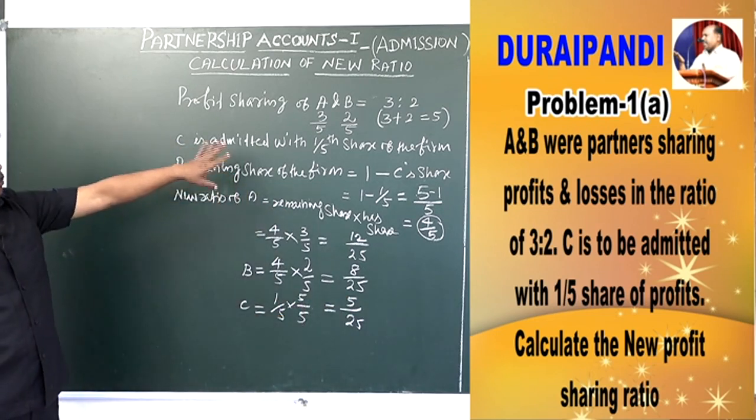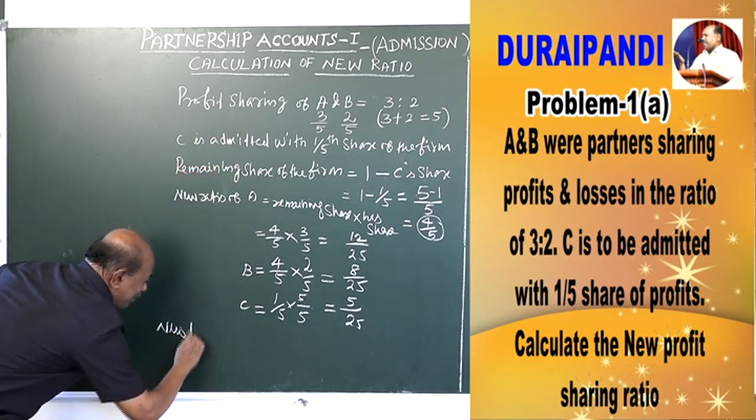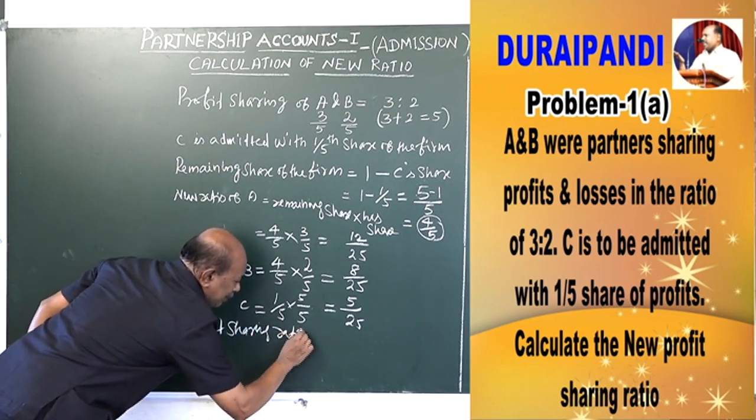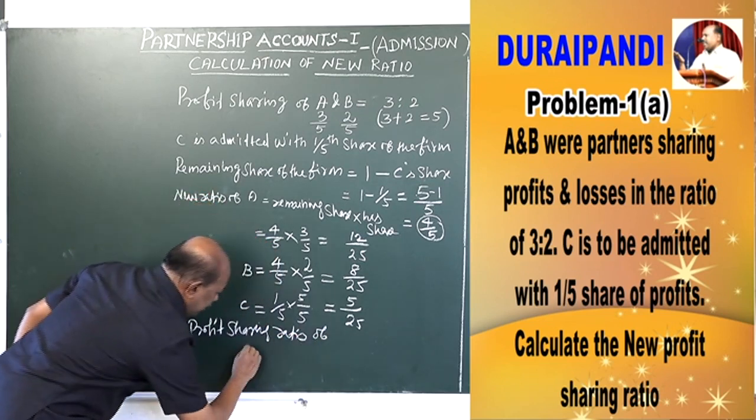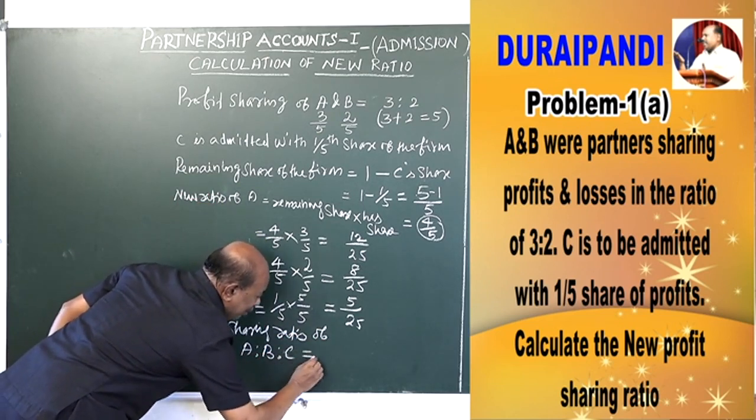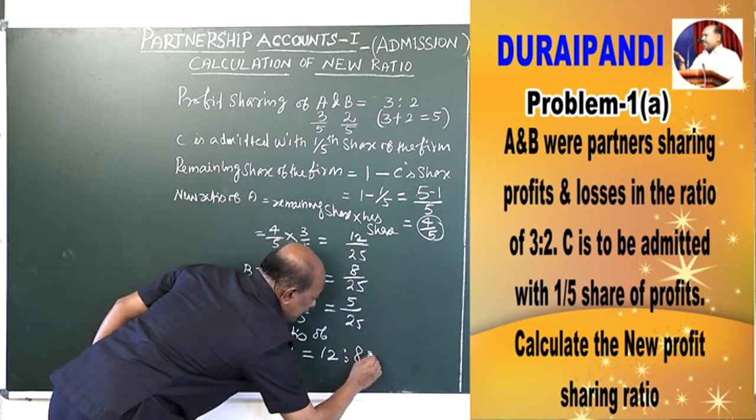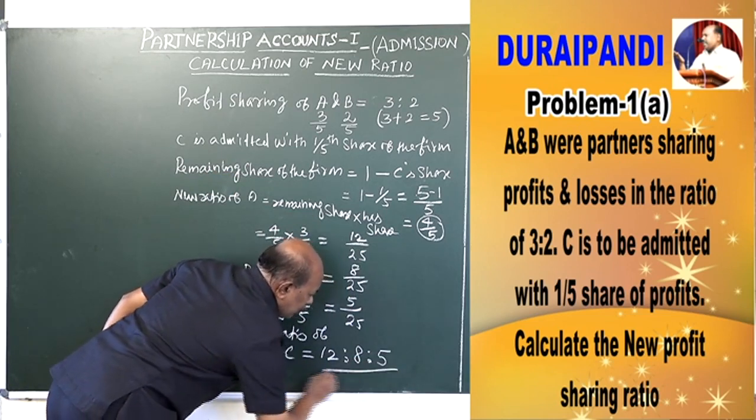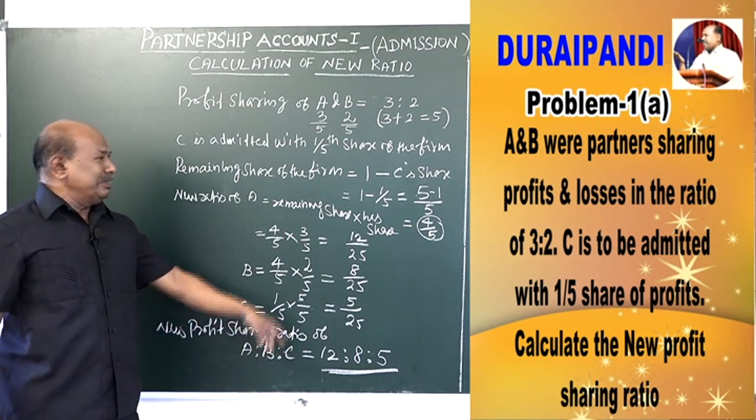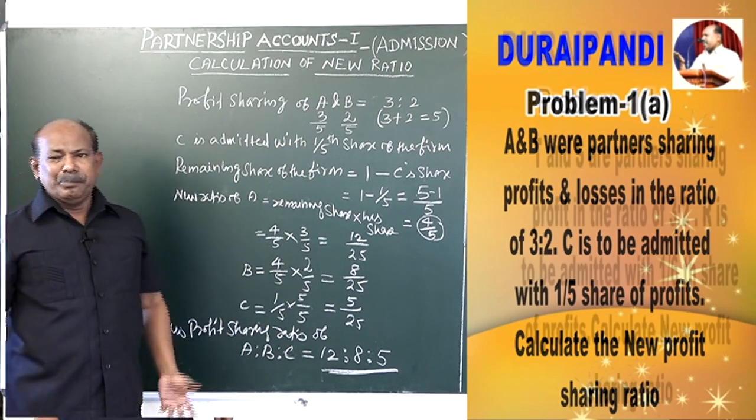The new profit sharing ratio of A, B and C: new profit sharing ratio of A is to B is to C equal to 12 is to 8 is to 5. That is the new profit sharing ratio among the partners A, B and C in problem 1. Now we have to see the next problem.